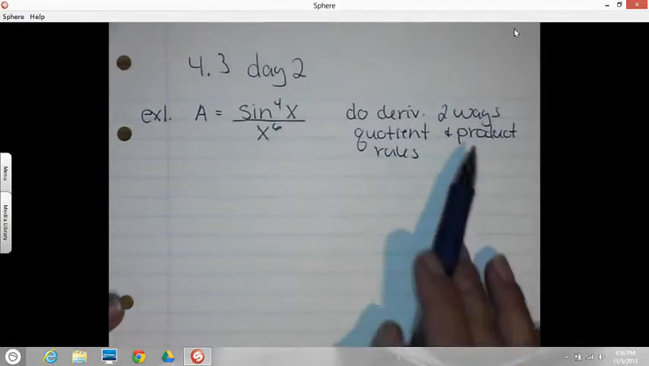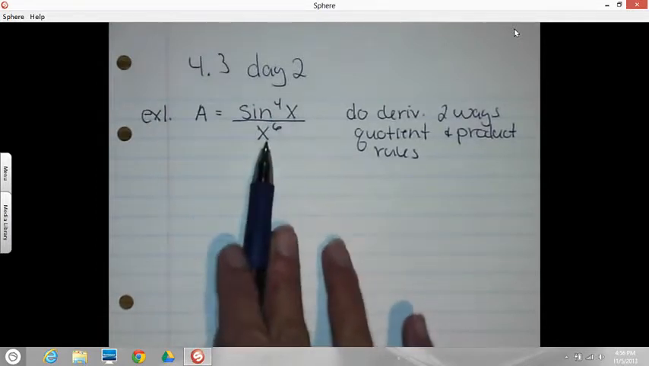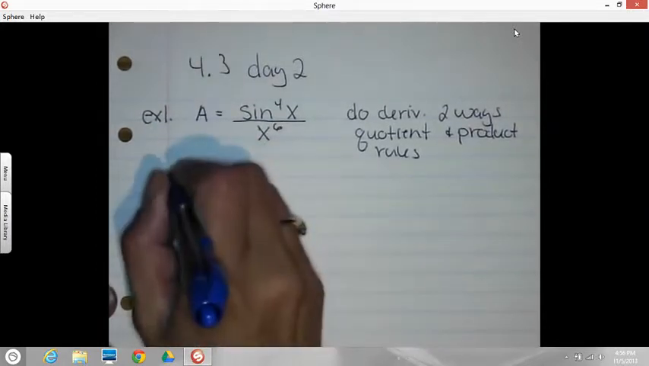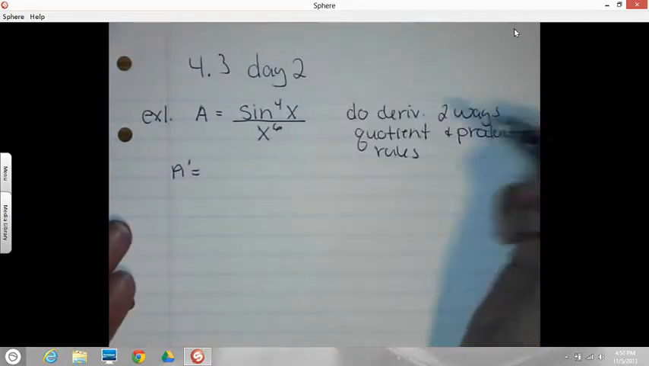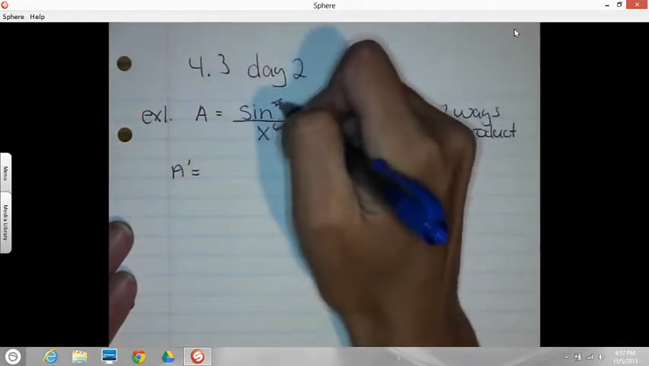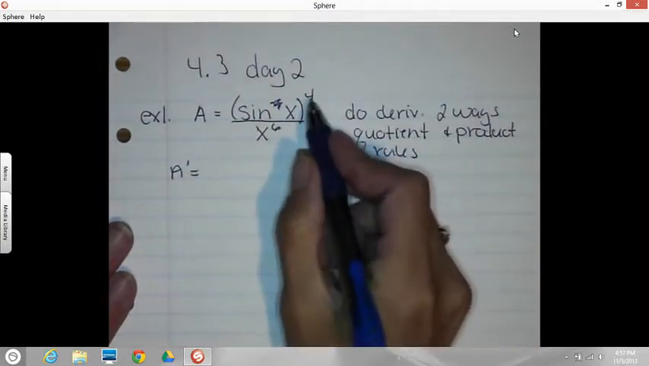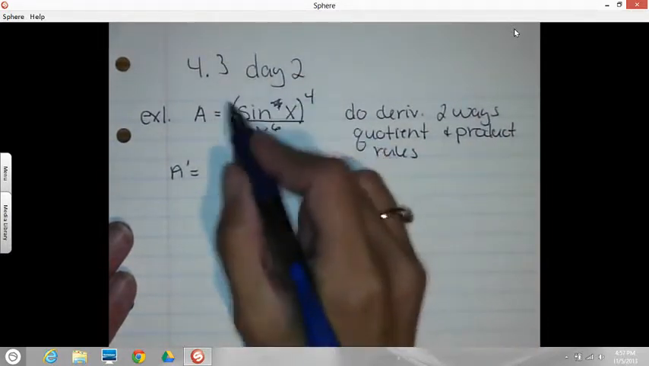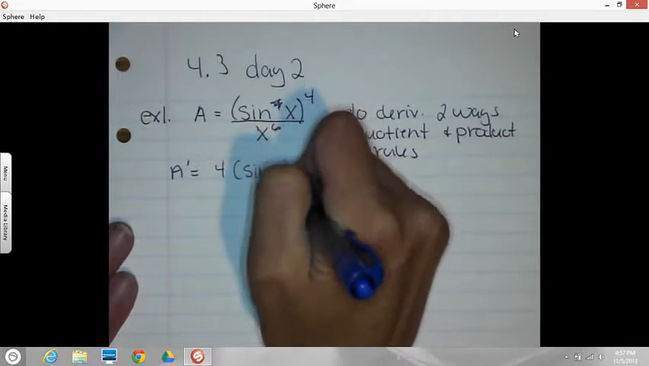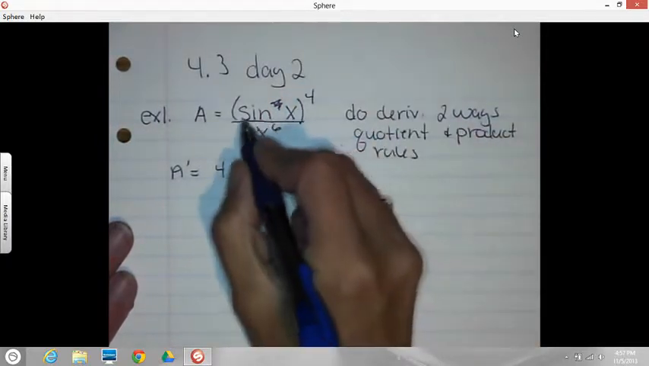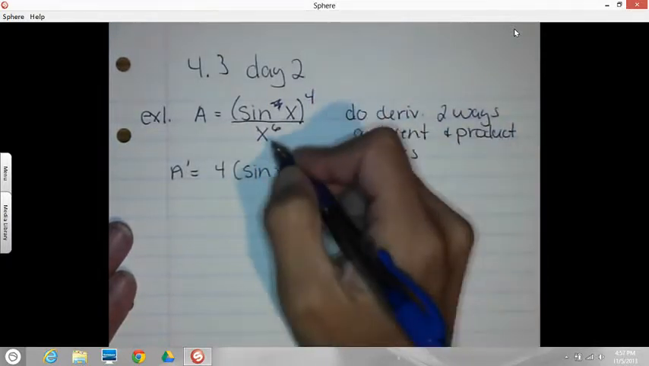Okay, if I didn't tell you to do it two ways, you probably would have just gone with the quotient rule, since you would have seen an x term divided by another x term. So we'll jump right into quotient rule. So a prime, we need the derivative of the top. I am going to take the time to rewrite this as parentheses to the 4th power. Now I can see it's a chain rule where I've got the inside and the outside. So 4 comes down, times sine x to the 3rd power, times the inside derivative of cosine x, and then I still have to multiply by the bottom.